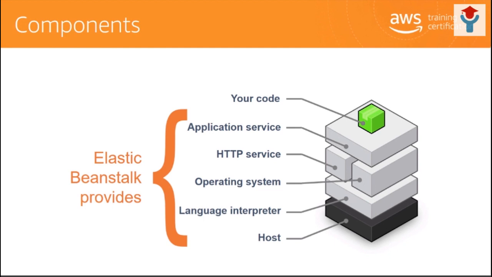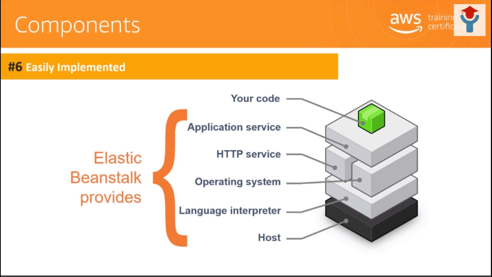Elastic Beanstalk is going to provide you with all the application service level, the HTTP service, operating system, language interpreter, and the host. The only thing you need to do then is create your code, deploy it, prepare it according to the needs of your service, and then you're simply going to use the application as you need. With that, you're going to have something really easily implemented.